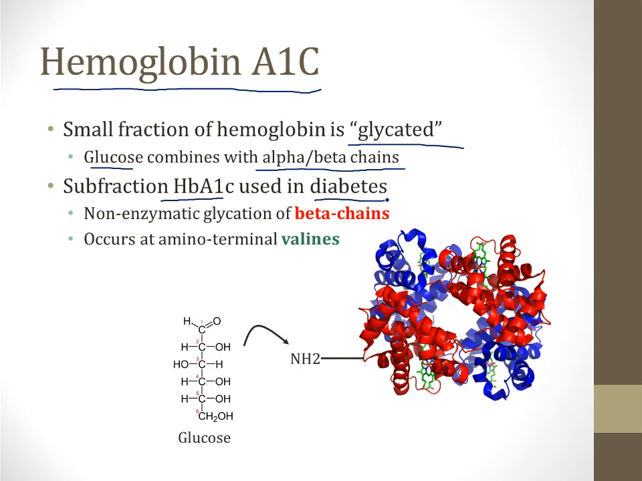Hemoglobin A1C is created by non-enzymatic glycation of the beta chains. Non-enzymatic means this reaction does not require an enzyme. Glycation means that glucose molecules are added to the beta chains. This occurs at the amino terminal valine.